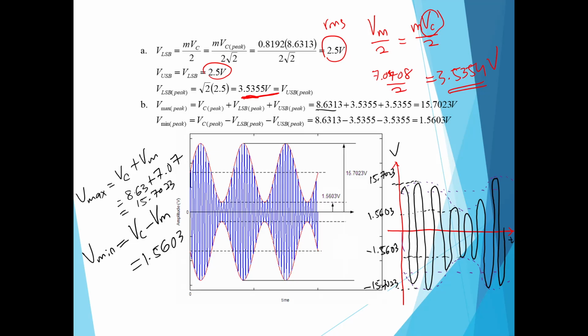So you don't need to use a calculator to draw the AM. Sorry, you don't need to use a ruler to draw the AM waveform. Jangan guna pembaris untuk melukis AM waveform, because this will consume a lot of time. You are going to waste a lot of time just to draw a simple waveform like this. So be careful about that. Time is very crucial, especially during the test and final exam, so you must make sure that you draw quickly.